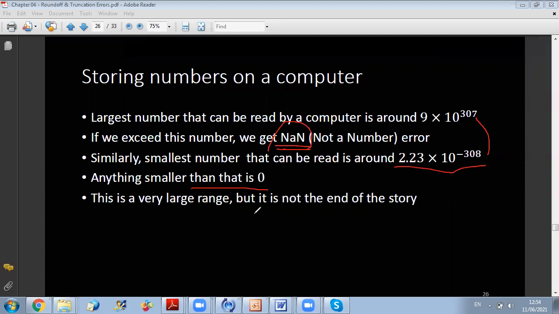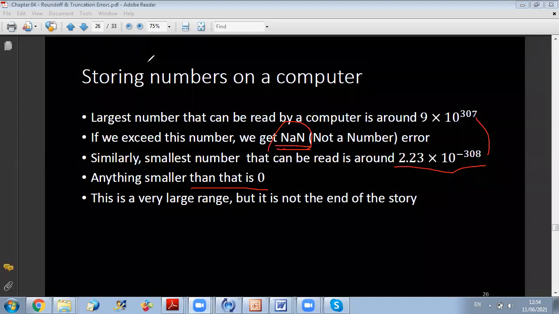Now, this is a very large range, but sometimes even if we have a very high precision machine, when we add a very large number to a very small number, we can still have some errors. Let us see examples about it.